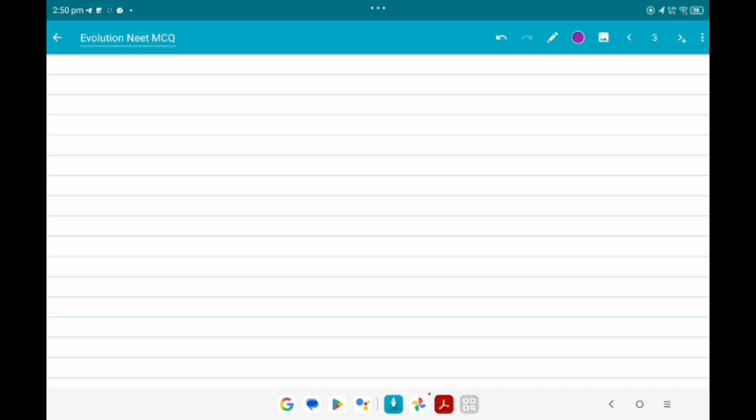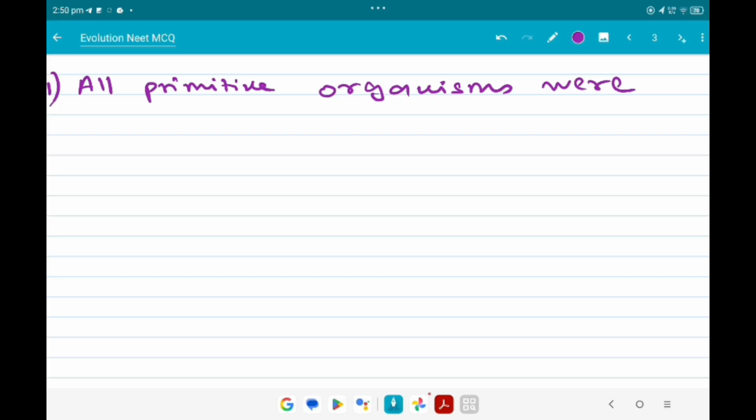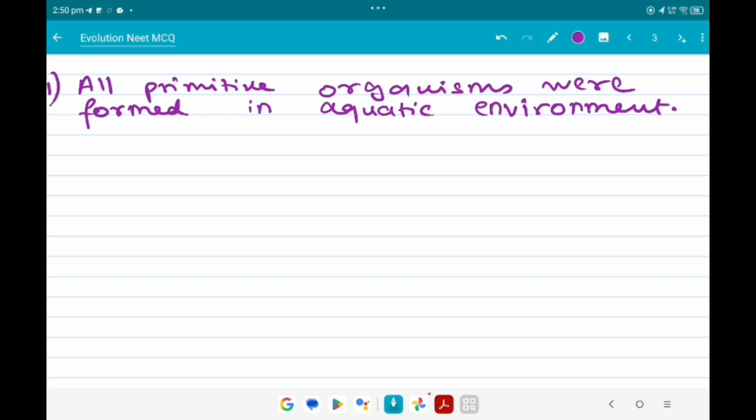Also, I would like to mention one point regarding this question, that is all primitive organisms were formed in an aquatic environment. You may recall this from the NCERT: when water formed due to rain, almost the entire earth was covered with water, and most of the primitive organisms that formed were underwater.